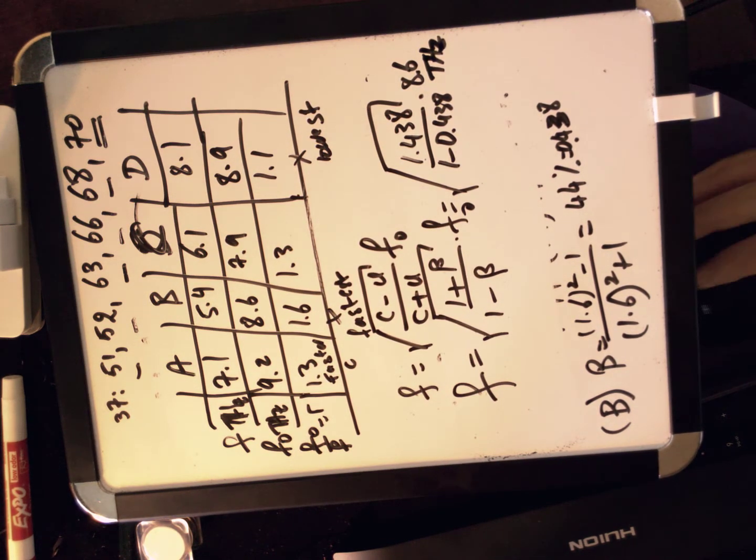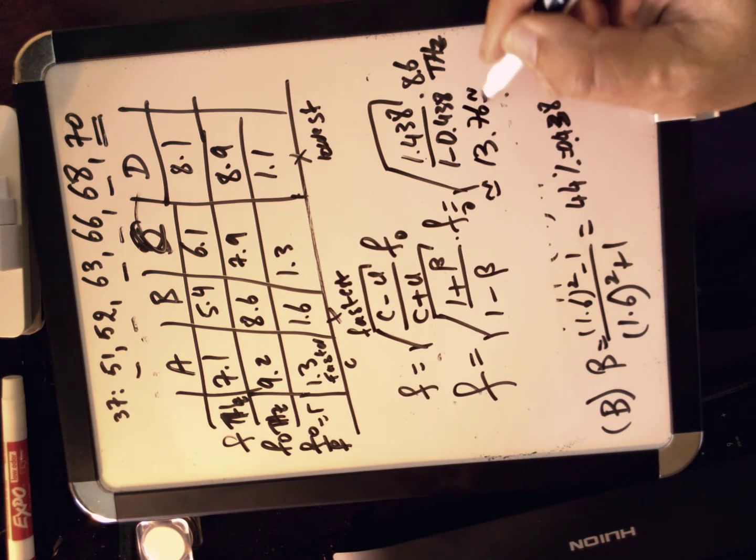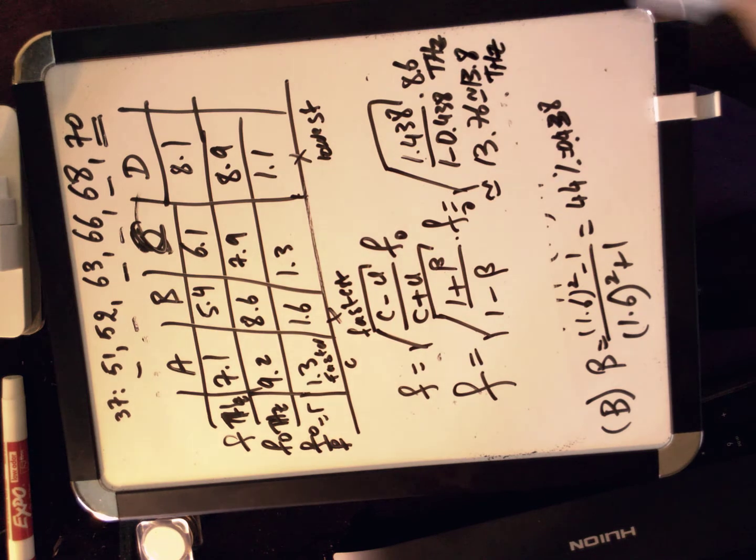Okay, so what is that number going to look like? So square root of, open parentheses, 1.438 divided by... the reason why I'm keeping a lot of sig figs is I don't want surprises, because sometimes surprises will arise when you do rounding, especially when you're dealing with the Doppler effect. Okay, so this number now, I have to multiply by 8.6. That's 13.76 terahertz, or roughly about 13.8 terahertz. Okay, as expected, the frequency will be higher if the galaxy is moving towards us.